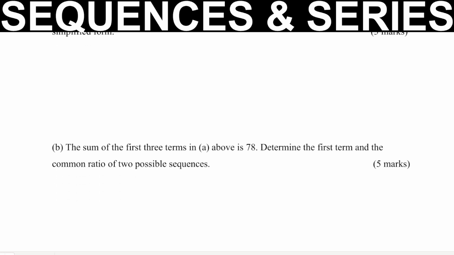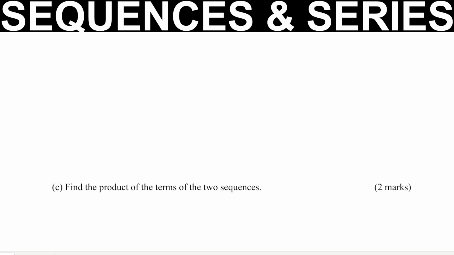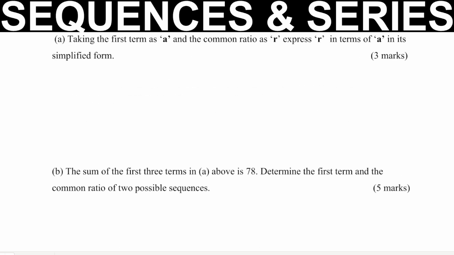Part B, the sum of the first three terms in A above is 78. Determine the first term and the common ratio of the two possible sequences, 5 marks. Then the third one, part C, find the product of the terms of the two sequences, 2 marks. Let's go to the first one.